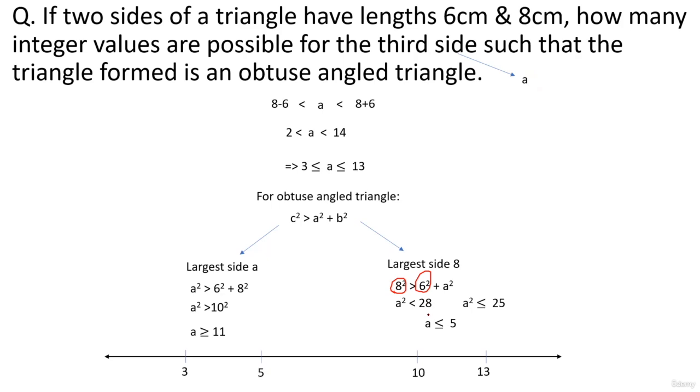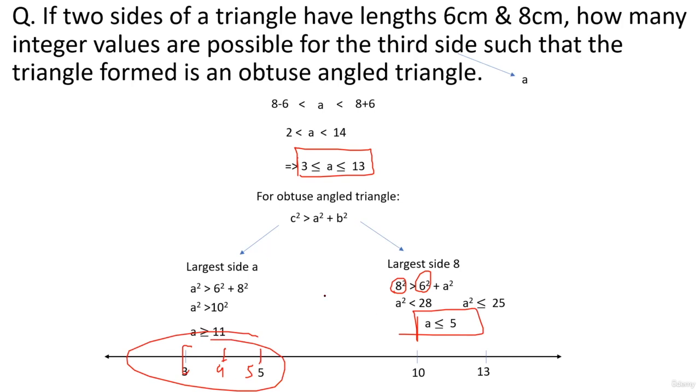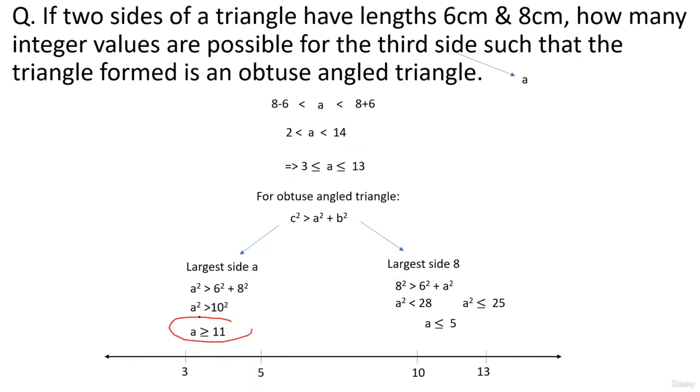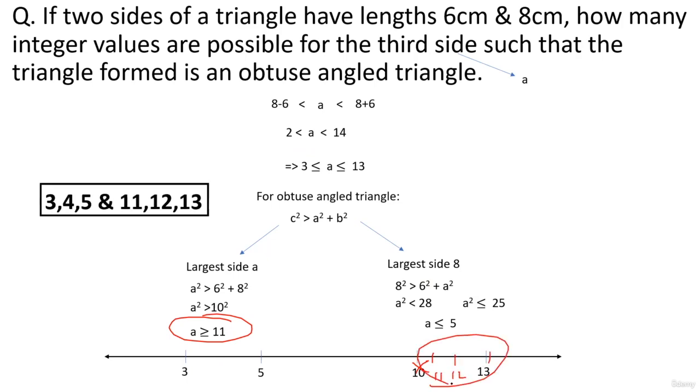So A, guys, we now know, A will be lying between 3 and 13, both inclusive. So A can go from 3, then 4, up to 5 because A is less than or equal to 5, right, guys? From here we get three values. Also A should be greater than or equal to 11, right? So 10 will not come here. What value comes after 10? 11, then 12 and up to 13, right? So three more values. That means, guys, A can take a total of 6 values if the triangle is an obtuse angle triangle. Okay. And the values are 3, 4, 5, 11, 12 and 13.